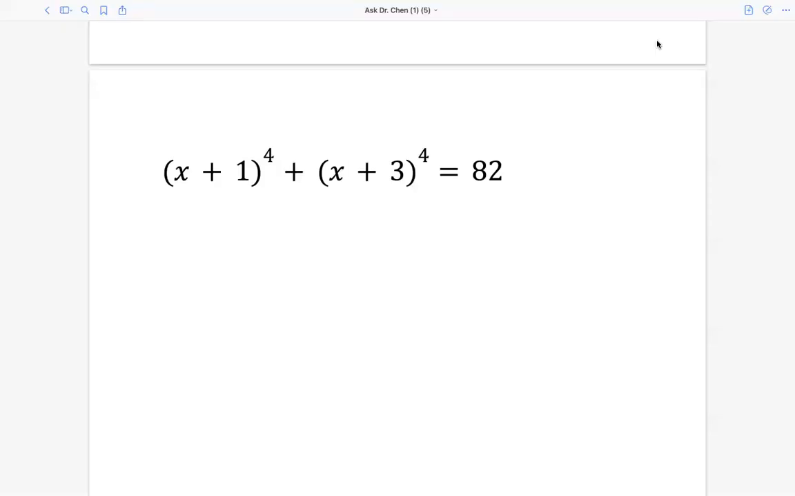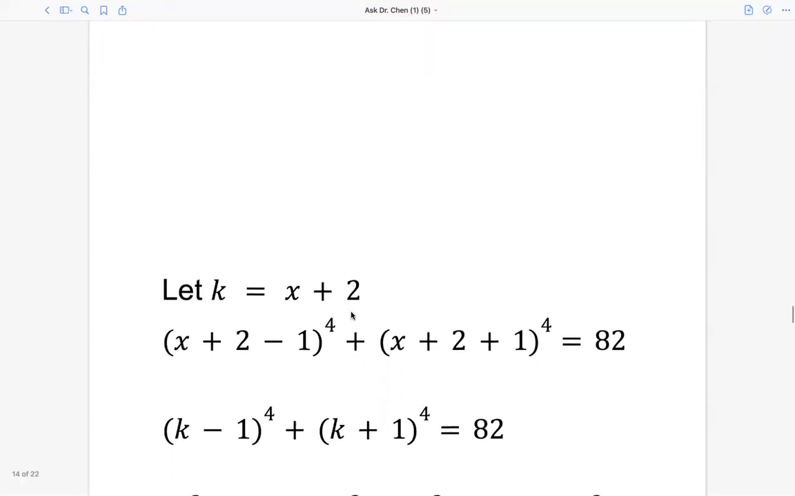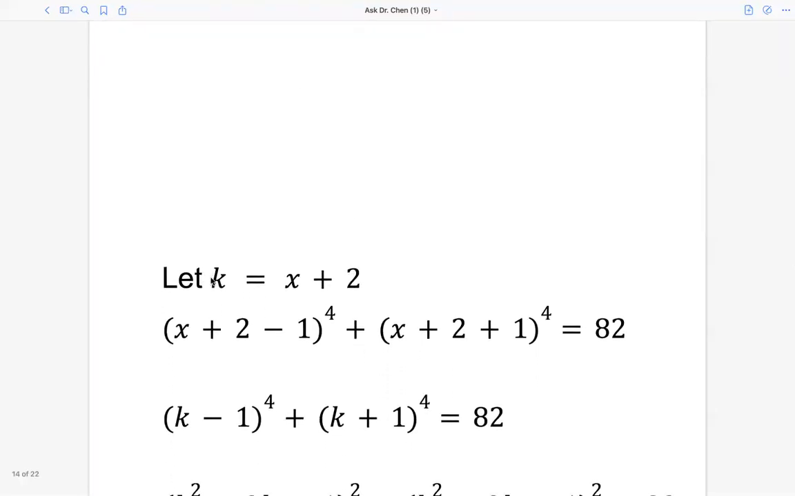Okay, let's see this question. This is a polynomial of degree 4. So with the higher degree, usually what do we do? We want to reduce the power by using a dummy variable. So let's see. In this case, we let k equal x plus 2.